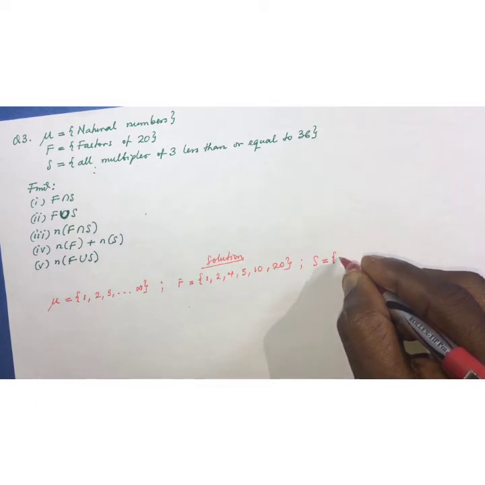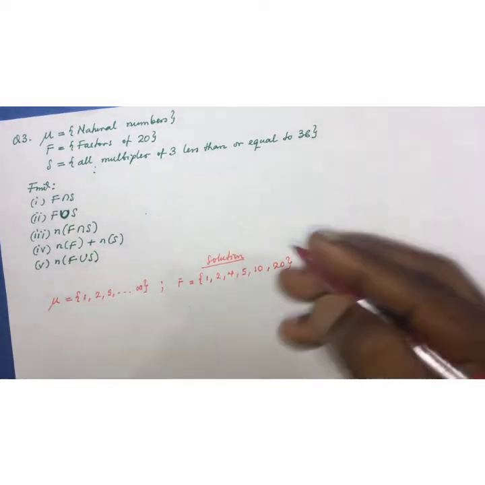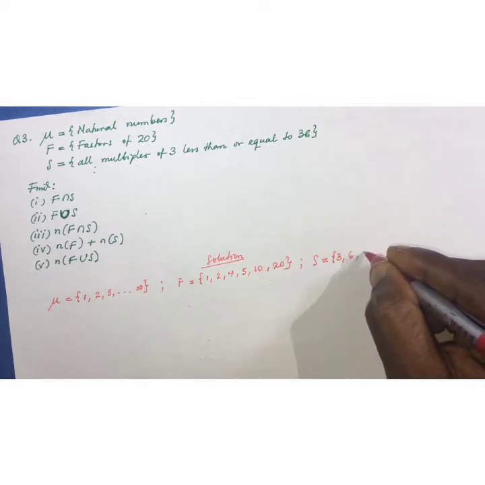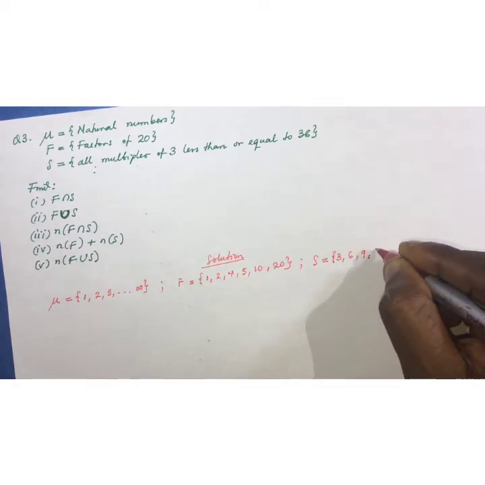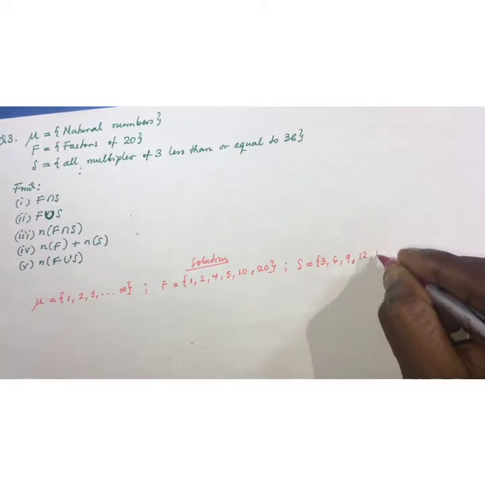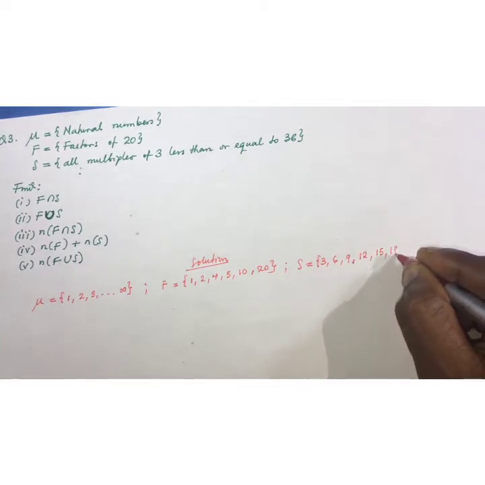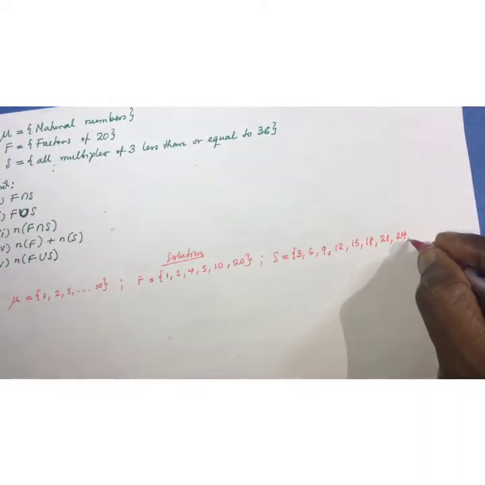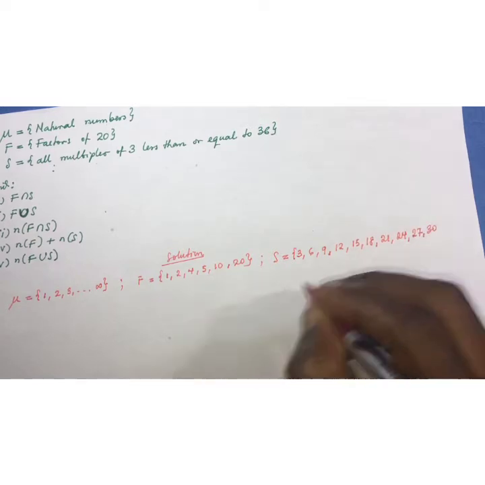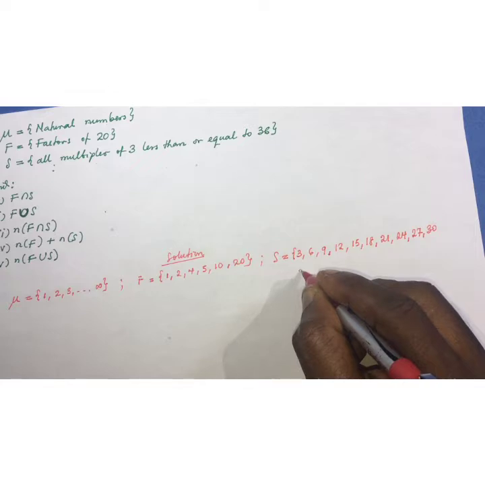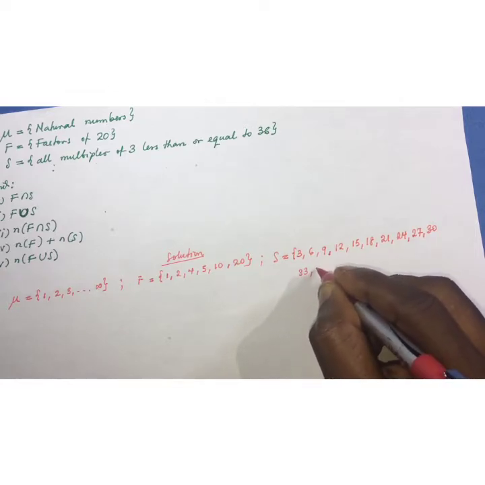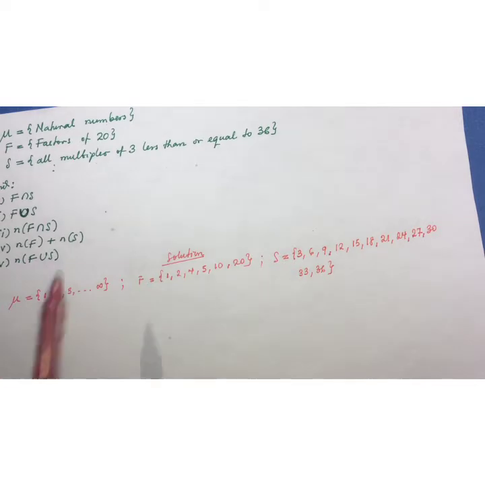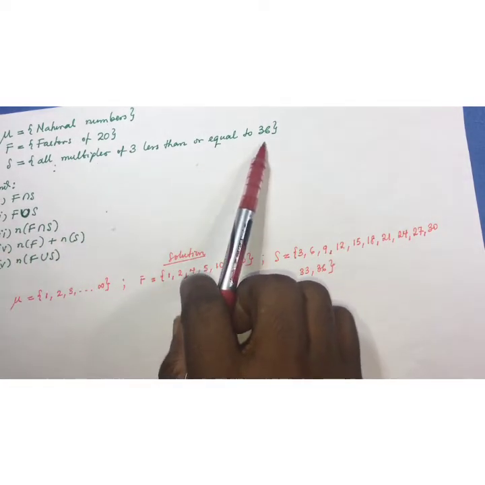So 3 times 1 is 3. 3 times 2 will give you 6. 3 times 3 will give you 9. 3 times 4 will give you 12. 3 times 5 will give you 15. 3 times 6 will give you 18. 3 times 7 will give you 21. 3 times 8 will give you 24. Okay. 3 times 9 will give you 27. 3 times 10 will give you 30. 3 times 11 will give you 33. 3 times 12 will give you 36. So these are the multiples of 3 that are less than or equal to 36.